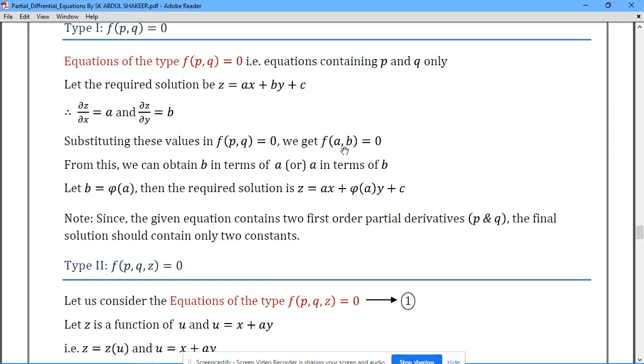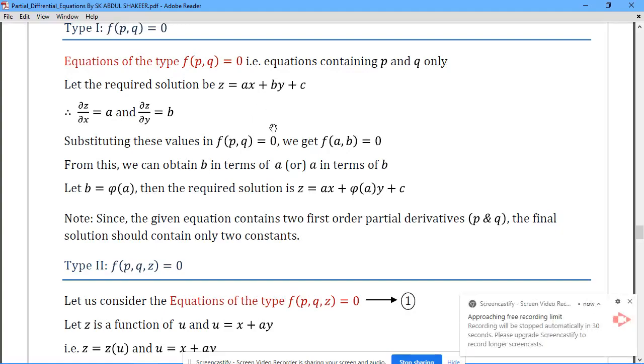From this equation we have to write b in terms of a, and then we have to replace b in terms of a in the defined complete solution, which gives the required complete solution of the given equation, which is of the type f of p comma q equal to 0, where p and q are first order partial derivatives. And also note that the obtained complete solution contains only two constants, those constants are a and c.